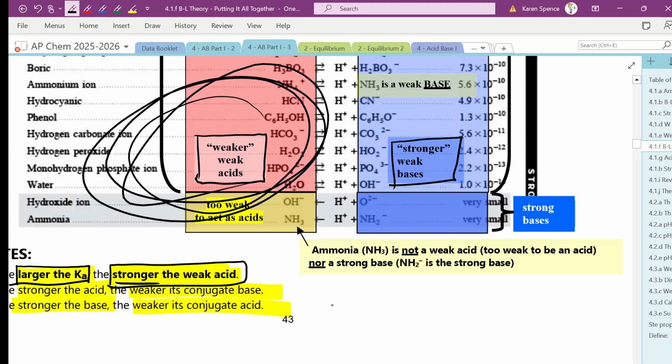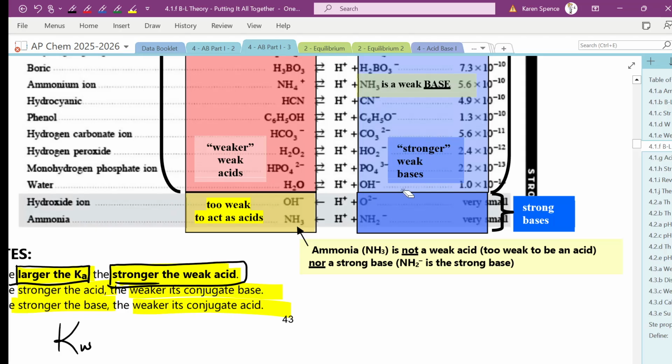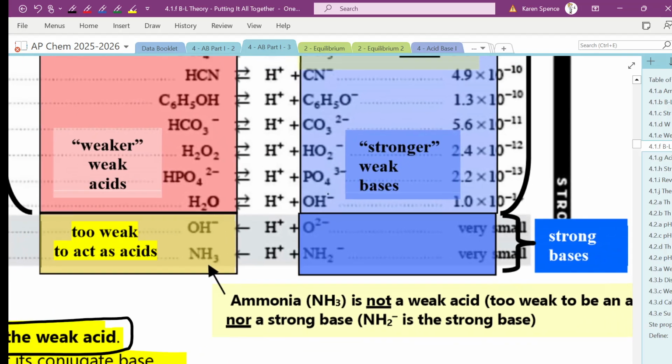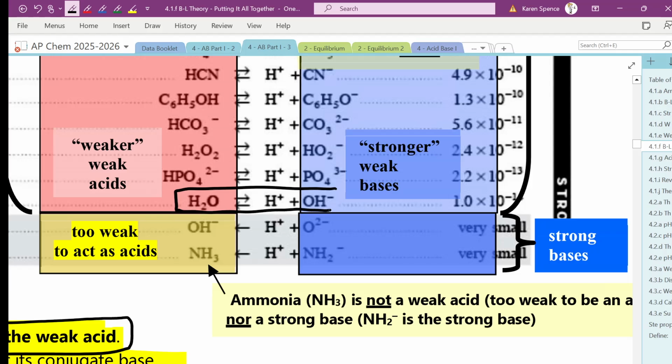Do you guys remember what Kw is? Water. It is the K for water. And the water reaction, we actually have it shown at the bottom of the table right here. H2O gives H plus plus OH minus.